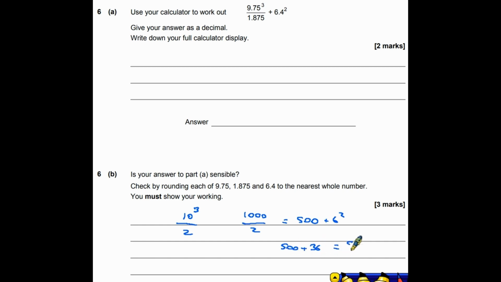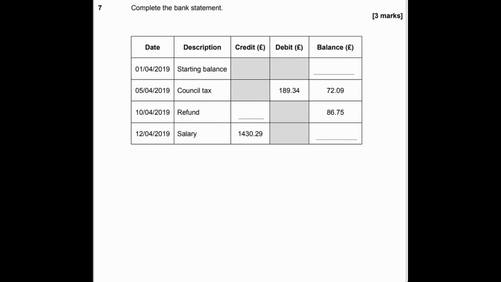Our answer is then 536, which if we go back to the answer in our first part, which was 535.285, we are very, very close to the correct answer. So yes, our first answer was sensible. So let's move on to question 7.